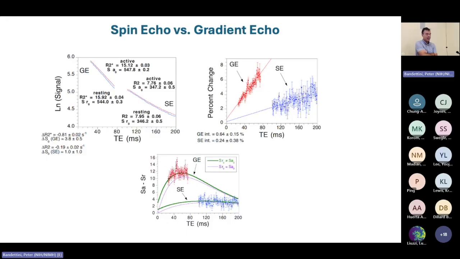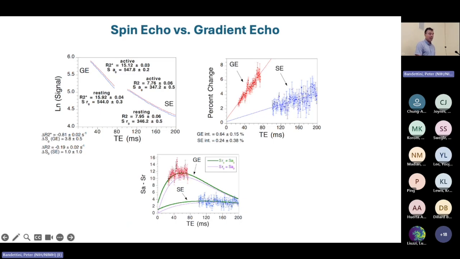I spent time collecting data where every different TR, I shifted the echo time to get super highly sampled curves. And this is a log plot. So these are exponentials, but they look like straight lines. This is simultaneously collected gradient echo and spin echo. Comparing the percent signal change, you see that gradient echo shows a nice linear percent signal increase. Spin echo shows a nice linear percent increase, but it's much lower.